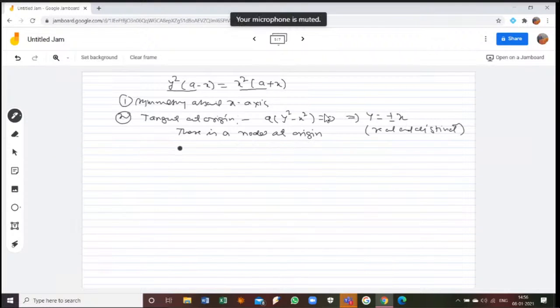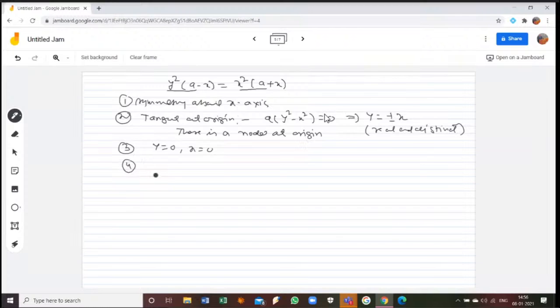Now after that, we get the point of intersection with the axis. So put y is equal to 0, you will get x is equal to 0. Similarly, put x is equal to 0, you will get y equal to 0. So it means that 0, 0 is the point of intersection only at origin. The curve cuts at 0, 0 only.